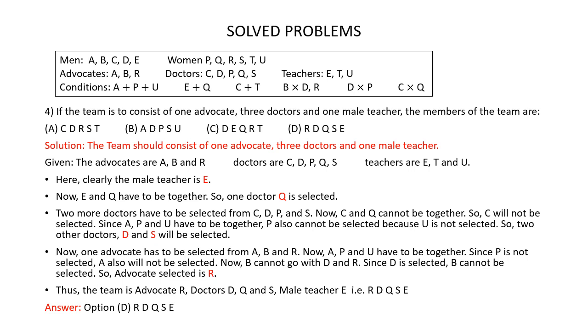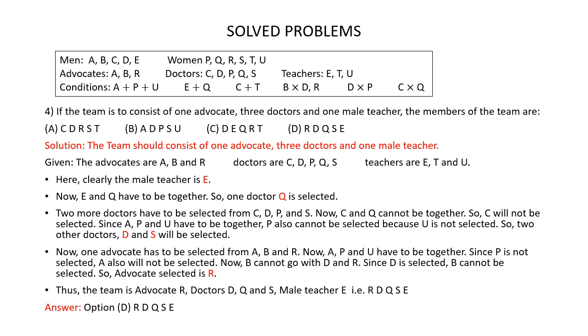Now according to the conditions, we know that C and Q cannot be together. Now since Q has already been selected, clearly C cannot be selected. So two more doctors have to be selected from D, P and S.